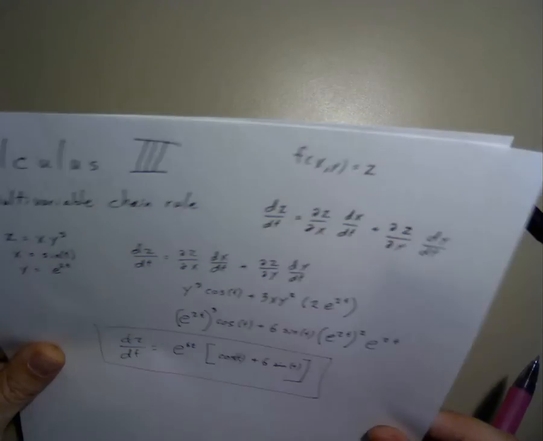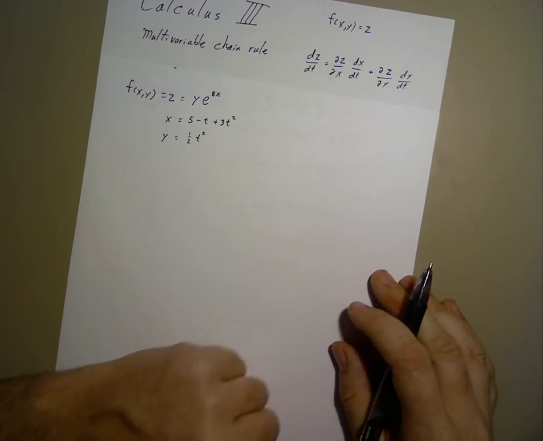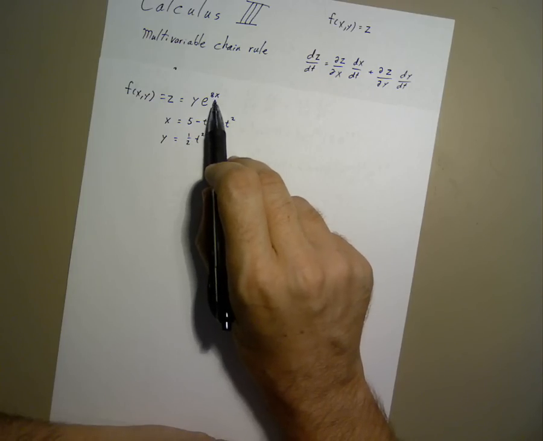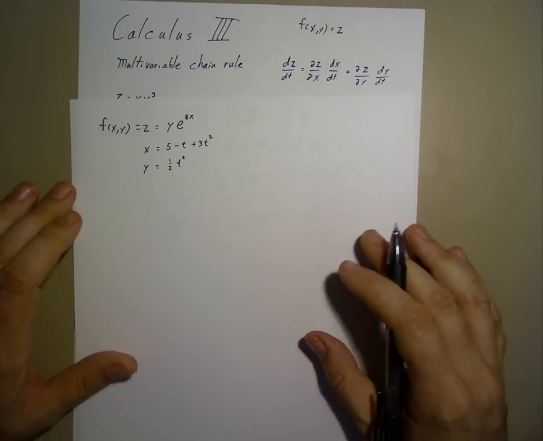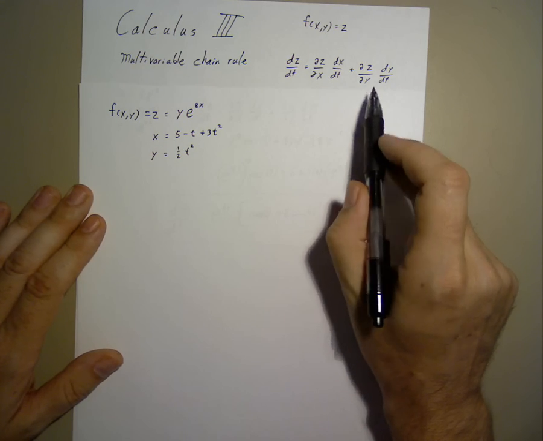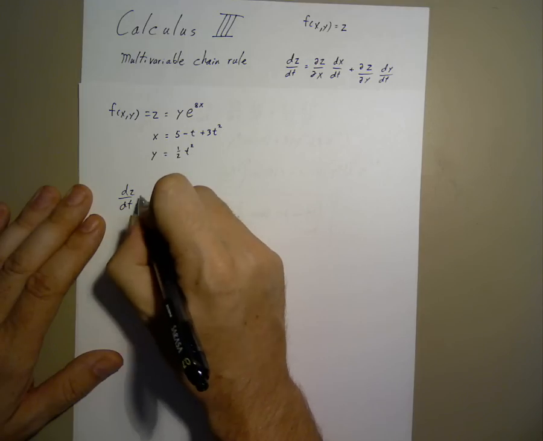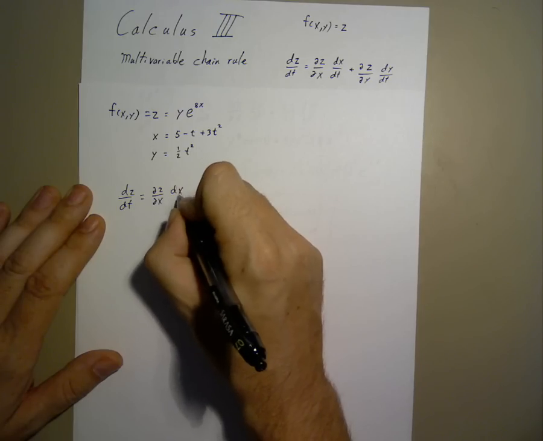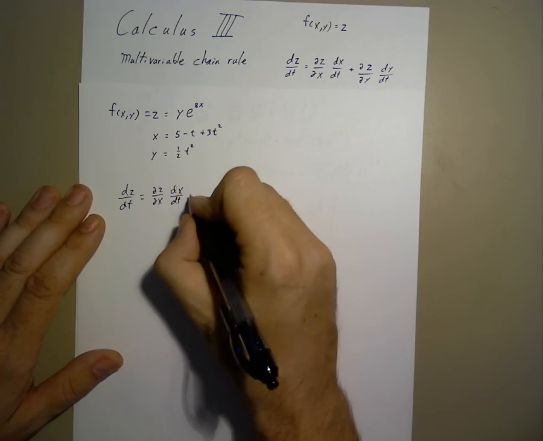If we repeat this for a different function, z equals y times e to the power of 8x, with x and y defined as such, then we can use our expansion similarly. Namely, dz dt equals the partial of z with respect to x, times dx dt. And of course, this doesn't only work for x and y, but for any variables we may have.